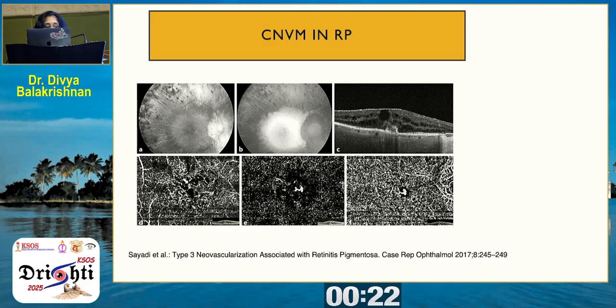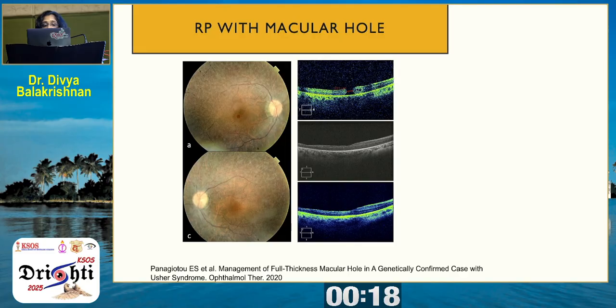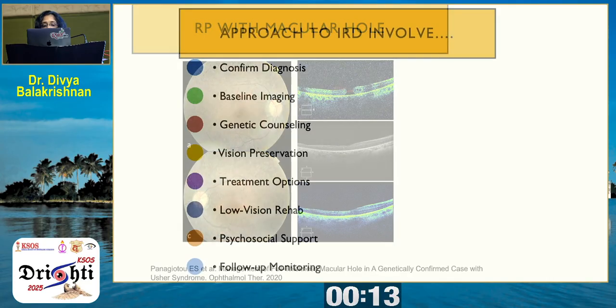So don't forget to look for those findings if they come with a sudden decrease in vision, and macular hole. So this is one of the cases with the IRDs with the CNVM. So you treat them with anti-VEGF injection. This is a case of macular hole. So you can take the patient for a macular hole surgery.